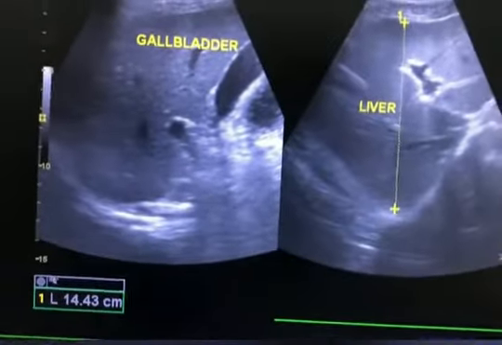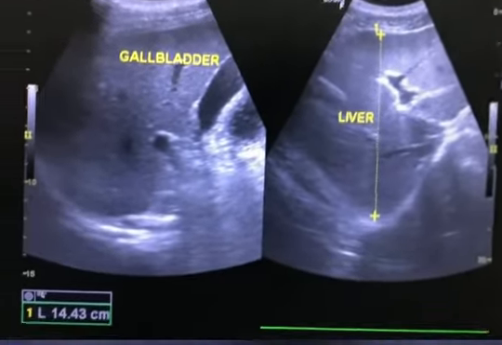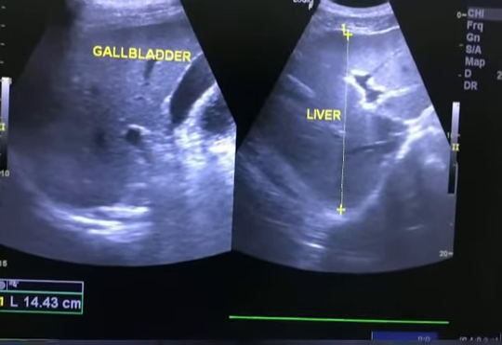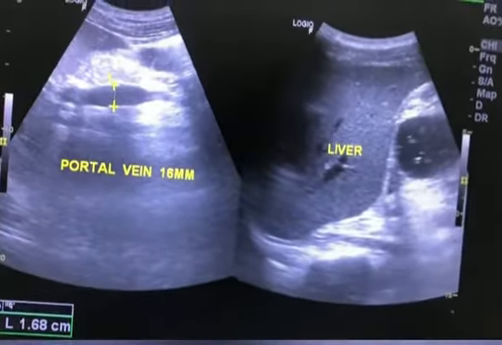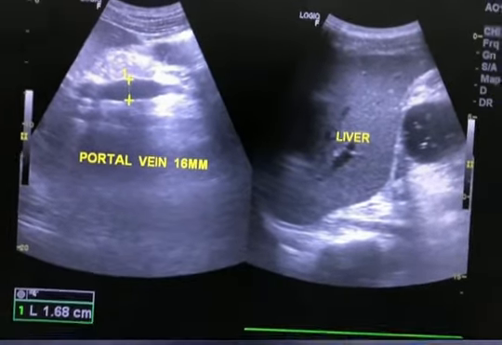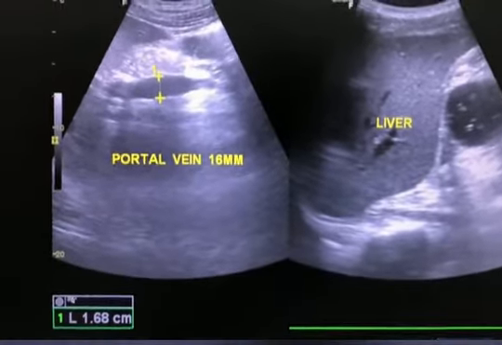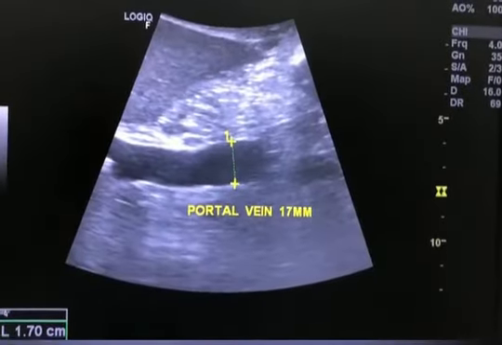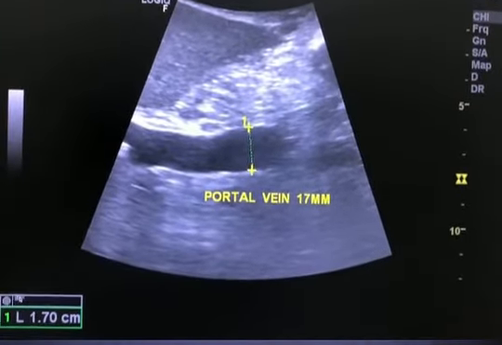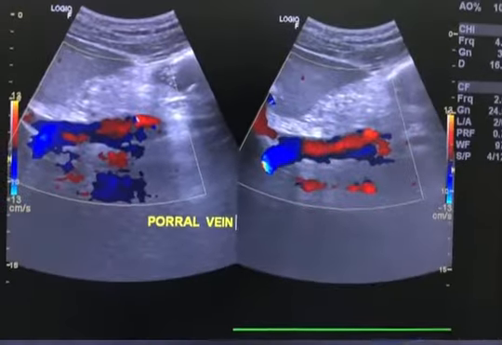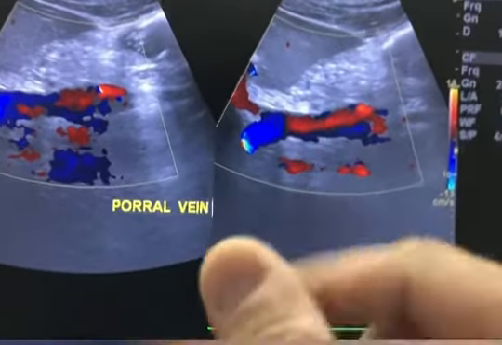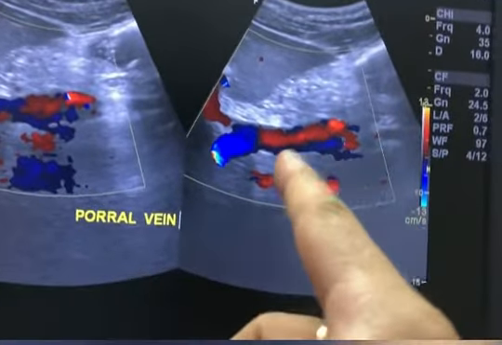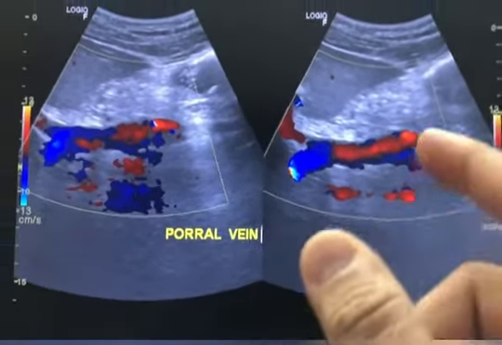Liver was a little bit enlarged and hypoechoic. Gallbladder was marginally thickened. Portal vein was showing 17 centimeter dilatation without any thrombosis. This is the main portal vein. This is the color flow. In this, it could be artifact or the reversal of the flow in the portal vein.